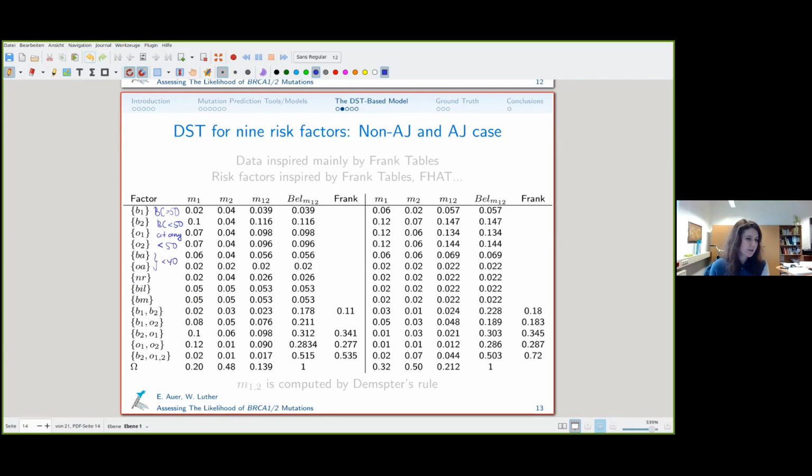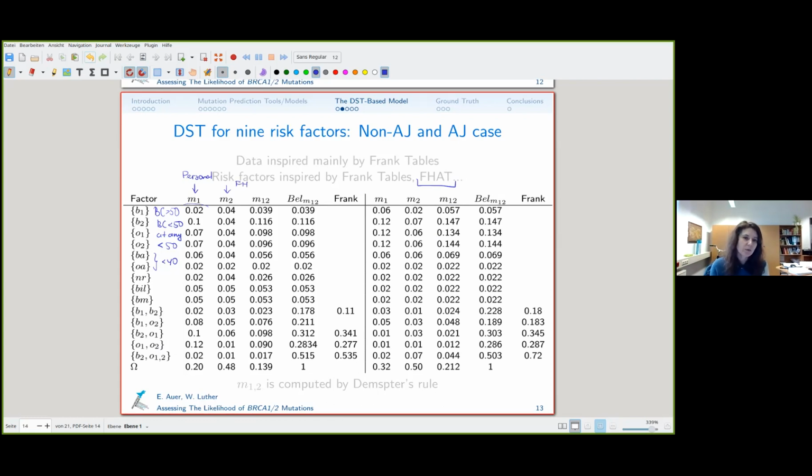Cancer in the near relative, bilateral, male cancer, and then some combinations of those factors that seem to be important, not only in those frank tables where they are maybe not mentioned at all, but for example, in such tools as the Ontario family history assessment tool, and so on. So those are two mass probability assignments obtained out of the personal view and out of the family history view.